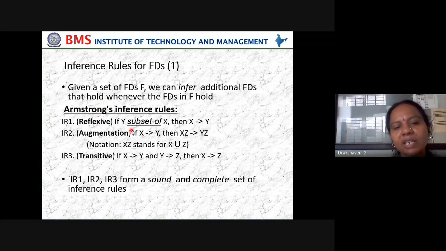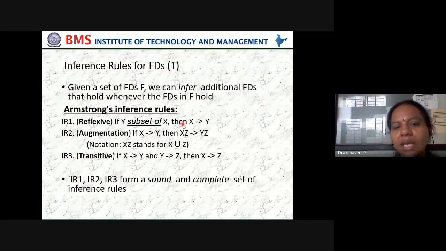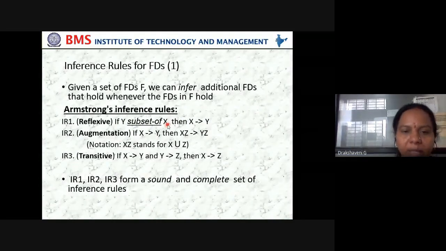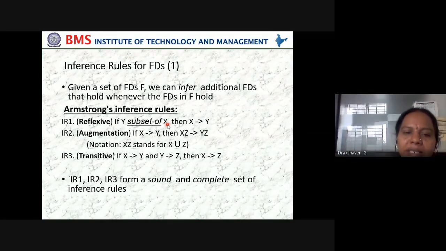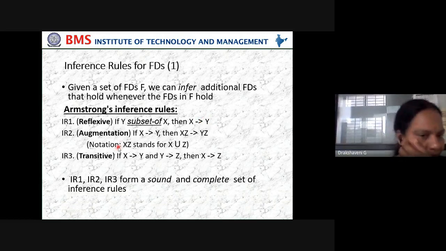What do we mean by reflexive? If Y is a subset of X, then we say X is functionally dependent on Y. What if Y is a subset of X? It means X is a very big set, and you are taking 3 elements of it and making them Y. Then Y is a subset of X. If I say this, then I say X is functionally dependent on Y.